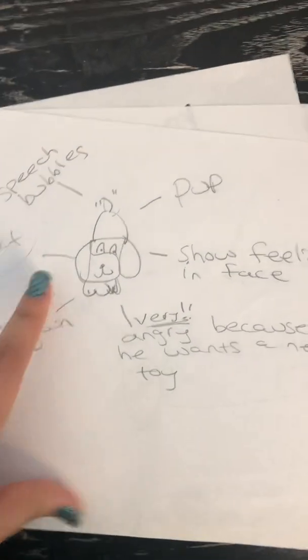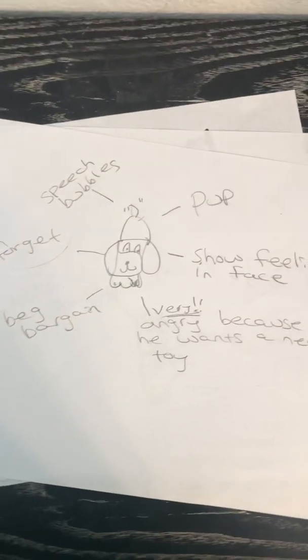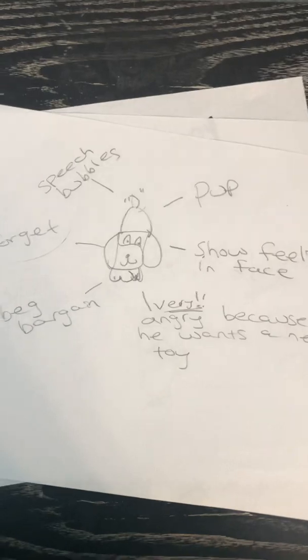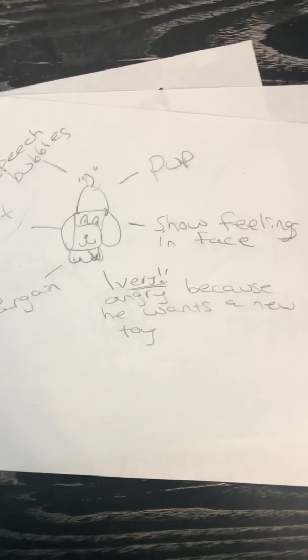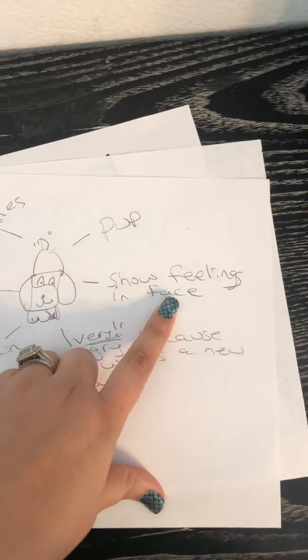So I went ahead and created a character map using what I'm gonna do in my story. So my story is about a dog, and his name is Pup, because I thought Mo Willems has Pigeon, he has Piggy. I know Elephant's name is Gerald, but I just named mine Pup. I'm going to make sure to show feelings in his face.